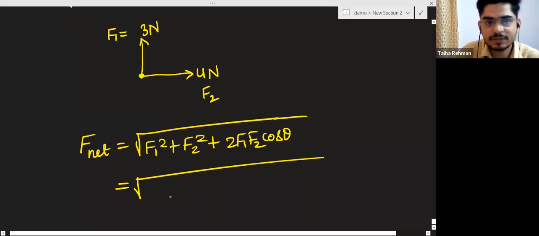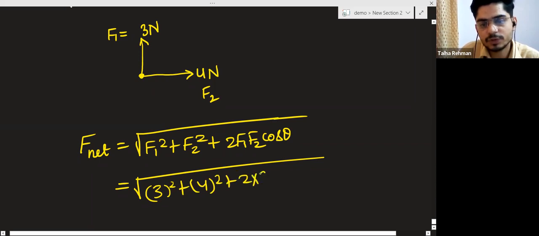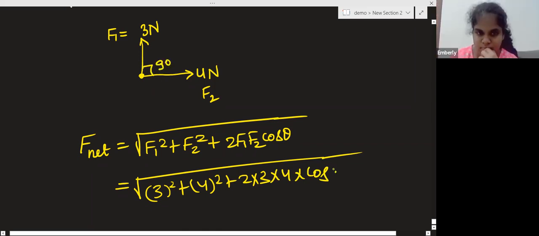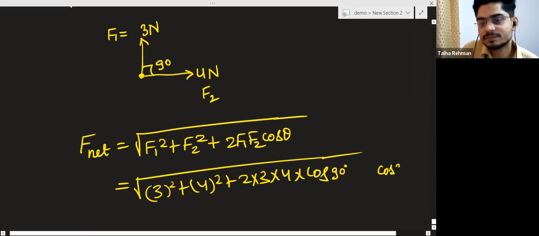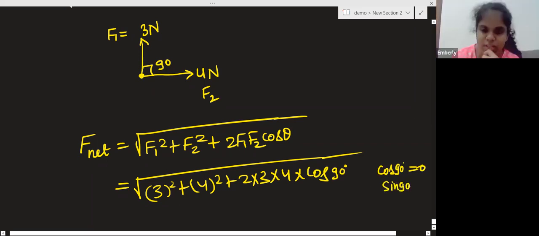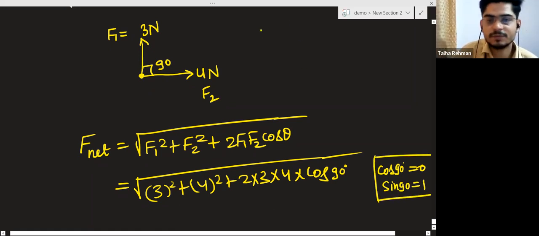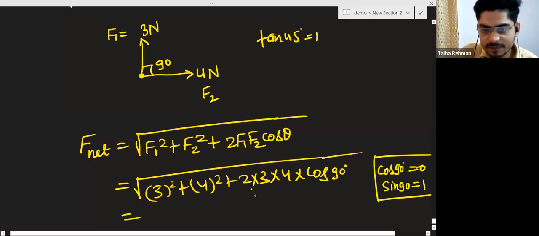So here F1 is 3 Newton, means 3 square. This will be 4 square. This will be 2 into 3 into 4 into cos of the angle in between. The angle is 90, and cos 90 is 0. Cos 90 is 0, sin 90 is 1. So learn this also. And one thing more, tan 45 is also 1. So this whole term will become 0.